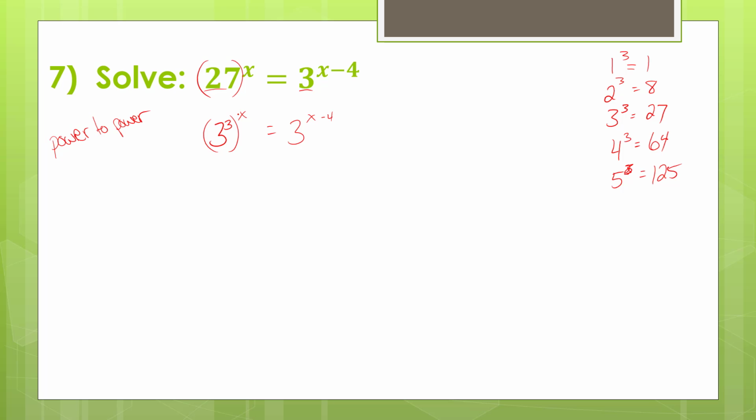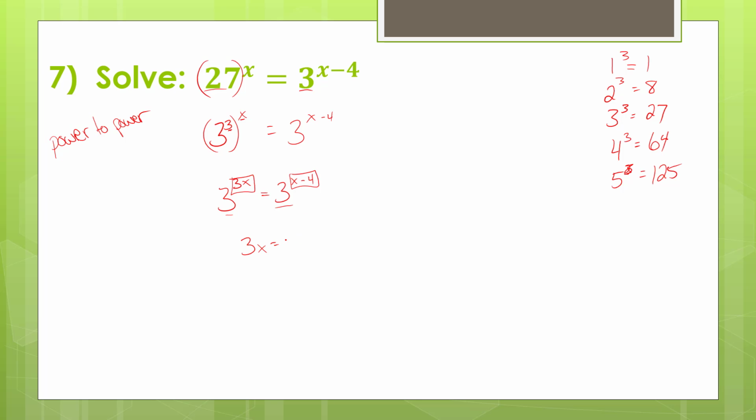It basically tells us when I have a power raised to a higher power, we multiply the two powers together. So that will give us 3 to the 3 times x, which is 3x, which equals 3 to the x minus 4. Now we're finally at the position where our bases are the same. So we can set our powers equal to each other.